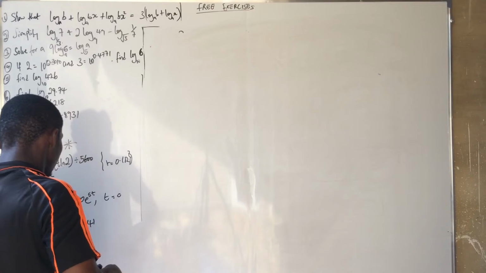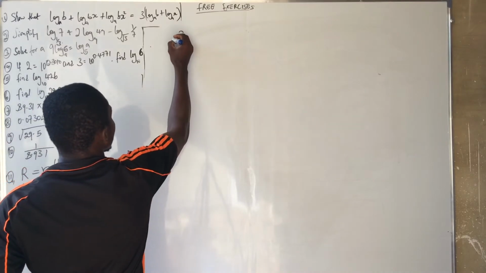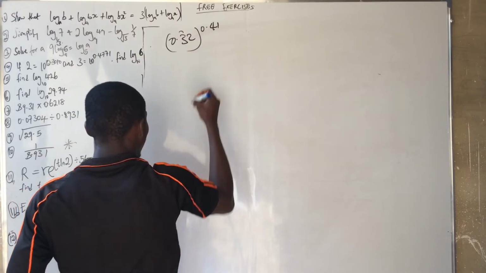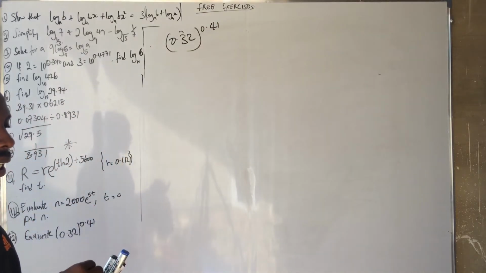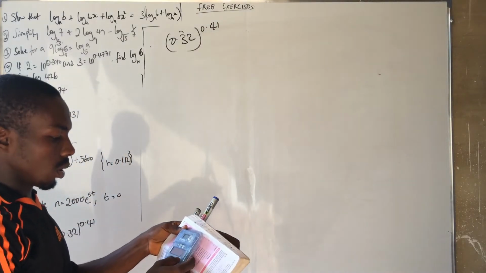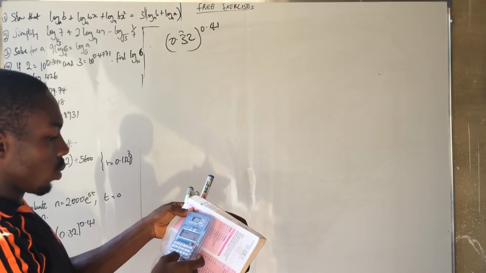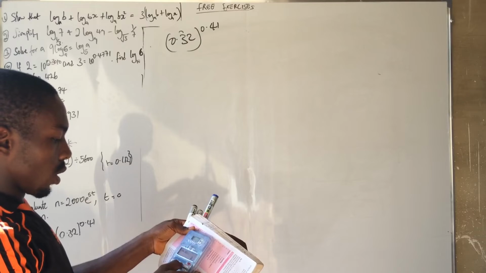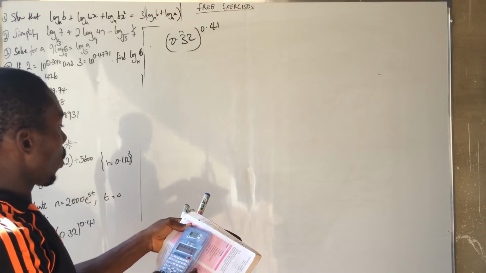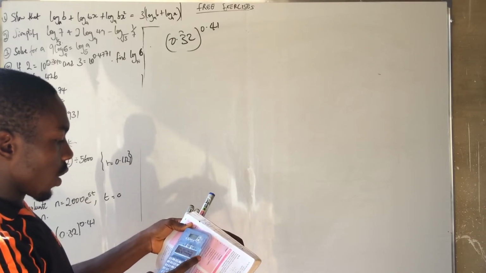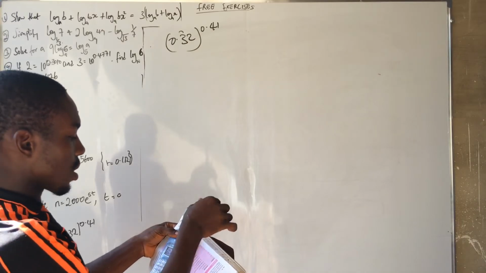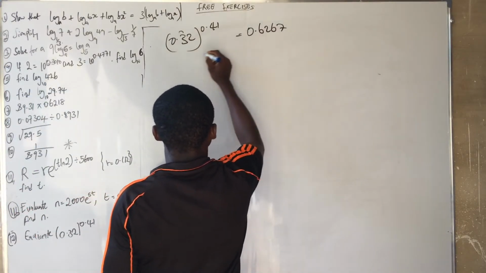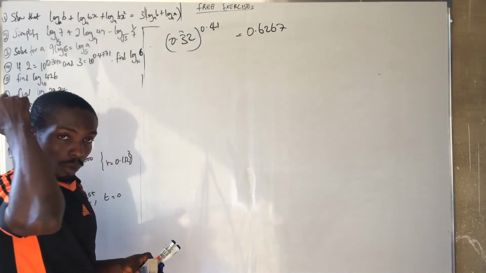Number 12 says we should evaluate 0.32 raised to the power 0.41. Let's quickly punch it in a calculator and know what it's going to give us. 0.32 raised to the power 0.41 is going to give us 0.6267. So now I'm going to do what?